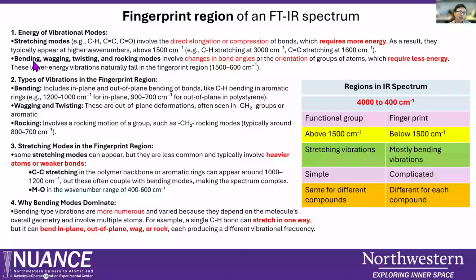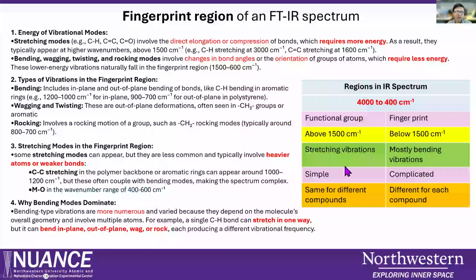The bending frequency peaks mostly go to the lower region, the fingerprint region. Here you can see the functional group region above 1500. The fingerprint region is below 1500. For that region, it is mostly bending, wiggling, and rocking below this line.